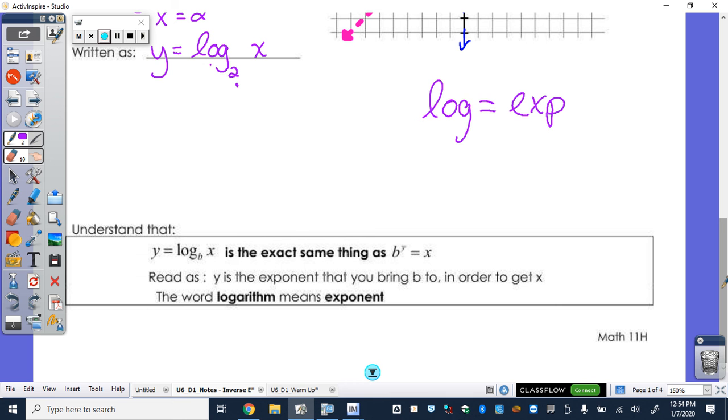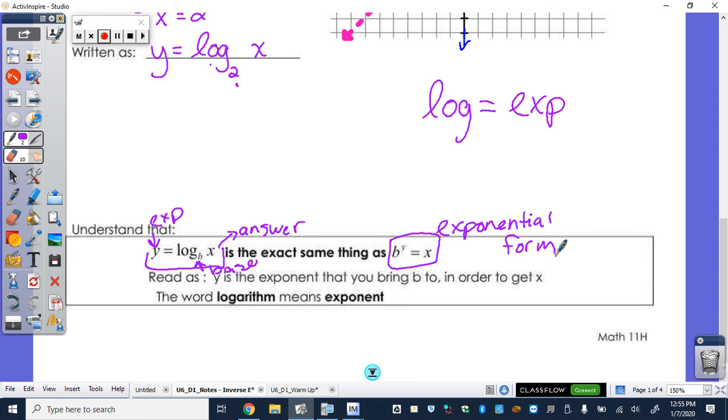So down here, understanding this form right here, y represents our exponent, b is our base, x is what we refer to as our answer. That is our log form. It's the same thing as our exponential form.